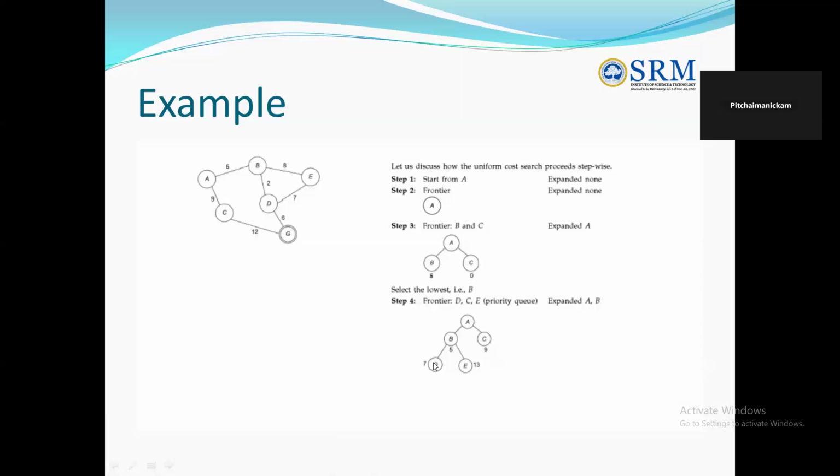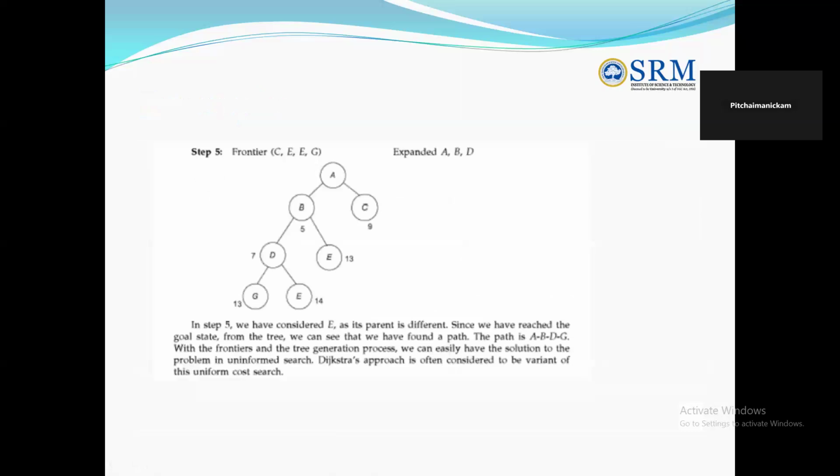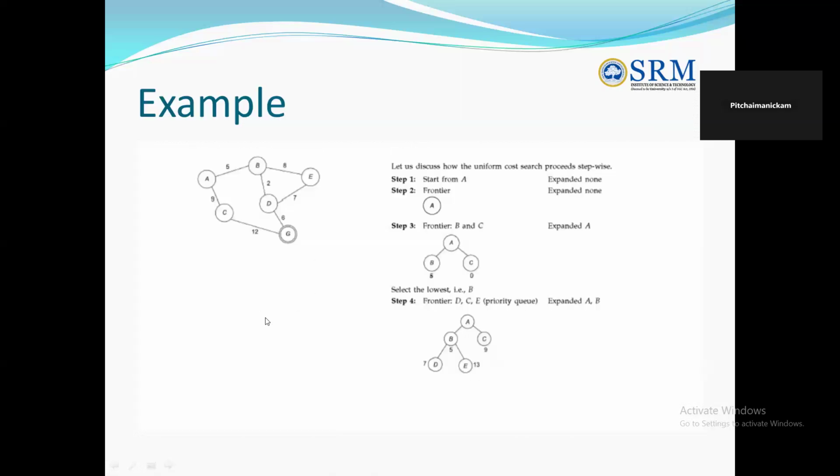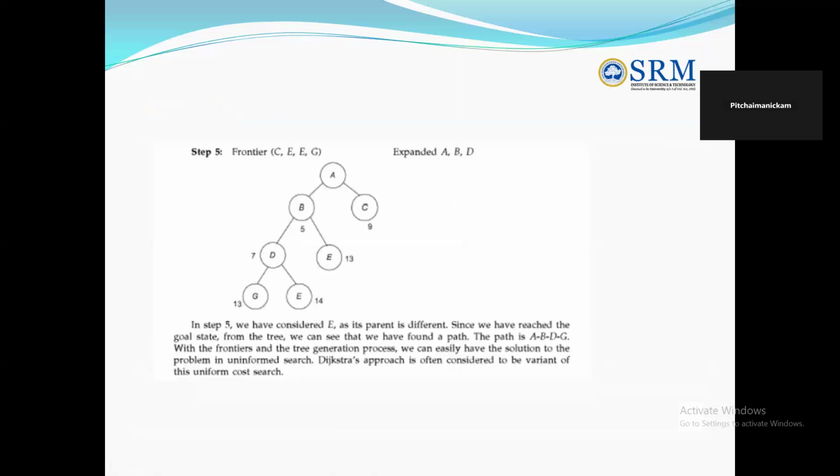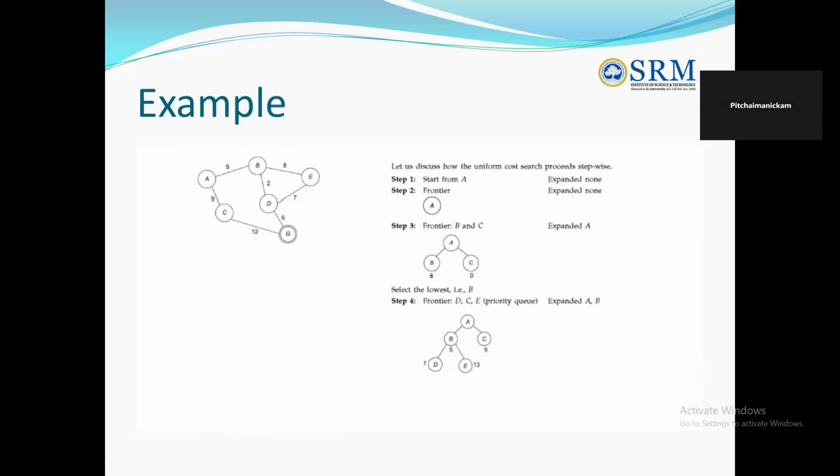So again, I am going to expand further. Expanding D means we may have two different options: one is E and the other is G. So you can see this E and G. Okay, so you just note down this. E and G. For example, suppose E and G are there.